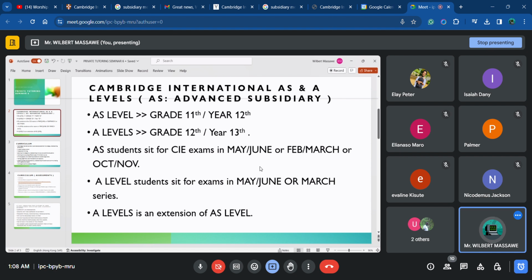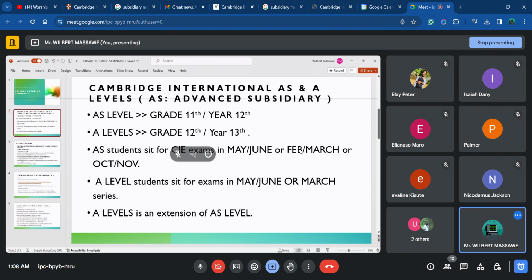February, March series, again, is for students who want to take the exams earlier, and most Cambridge schools in India, maybe Pakistan, have students who take these exams a little bit earlier than other students, so they'll be taking these exams in February, March.